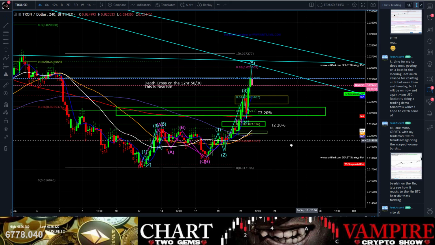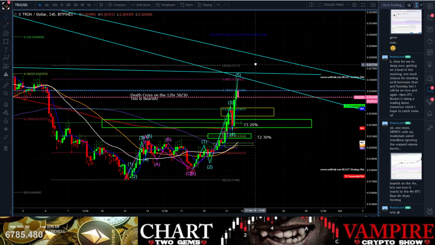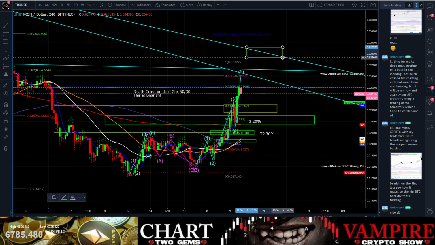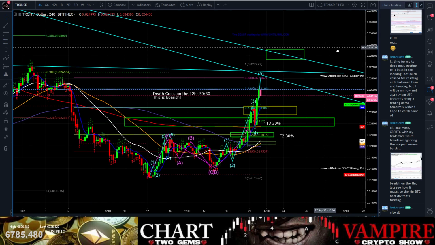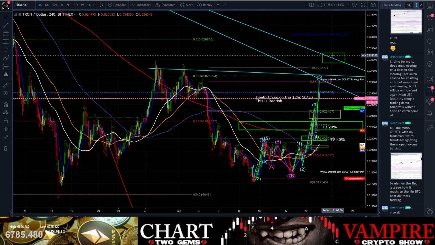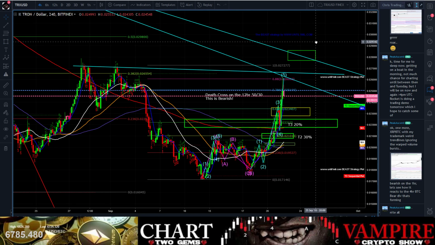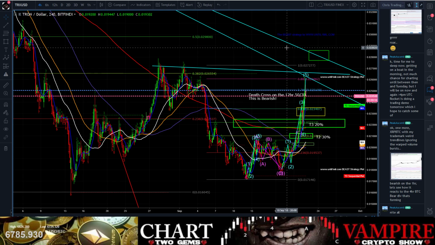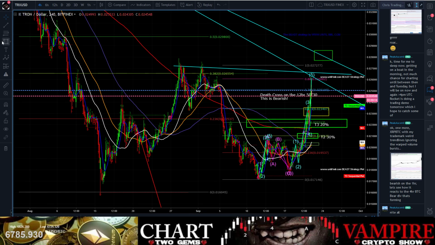But if this does break, if this is not the 5, if that is not the 5 wave, then this would be your target right there. There's your target right there. I mean, shoot, that's it. Golly, that would be a sweet run. I mean, you even have this 5-0 right here. Right, you've got that 5-0.